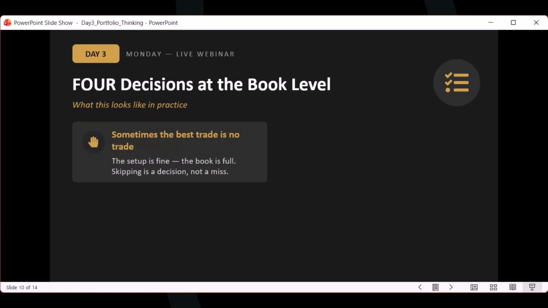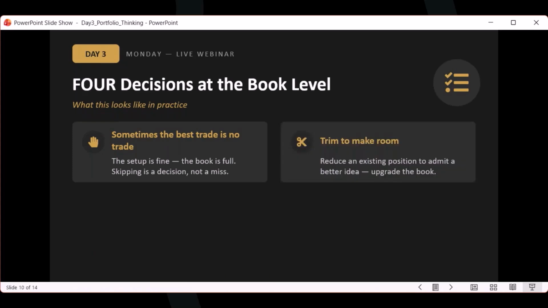The setup is fine, the book is full in terms of its exposure to one particular cluster, and skipping it is a decision. It's an active decision, not a miss. So it's not that you've missed a trade, it's that you've chosen not to enter a trade because of it. Now you can still track it, of course, and maybe that's good to do. There's another tool we've got for MT5 which actually allows you to record all the trades you chose not to take, puts them all in a CSV file, and then there's a little script that analyzes it later on. But sometimes, and we're going to talk a little bit about this in the next session, about the sitting on your hands. Decision 2 is, do we trim to make room?